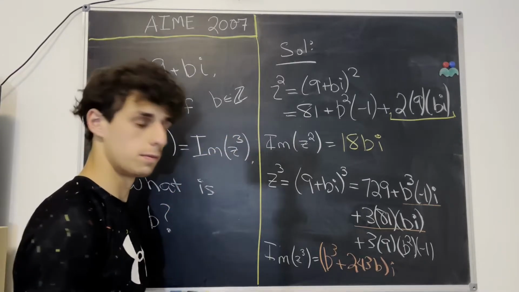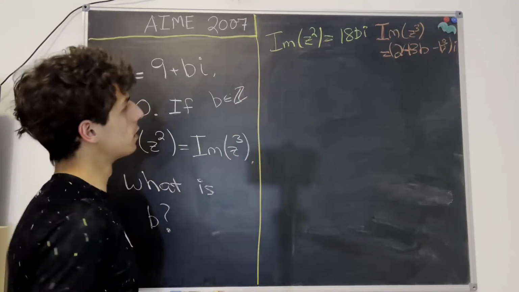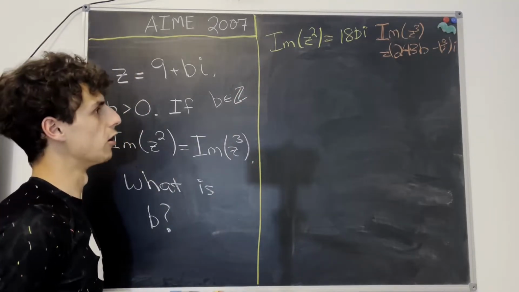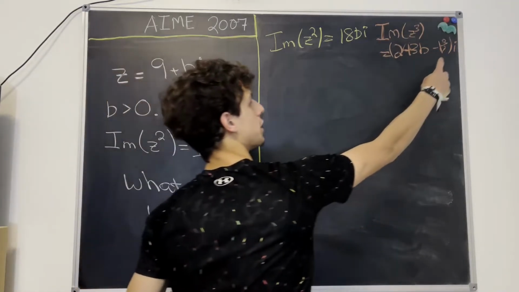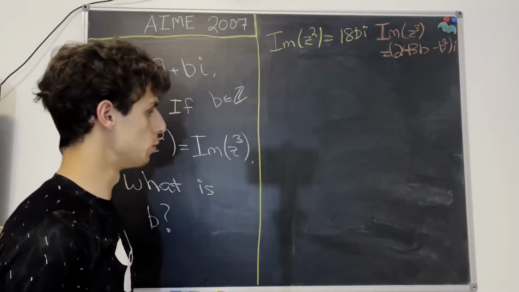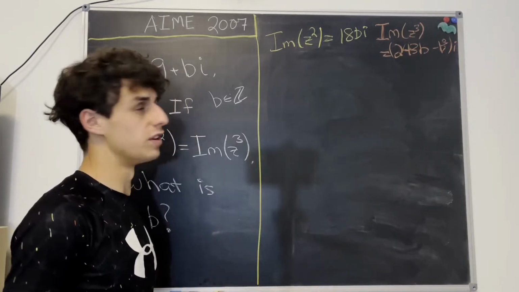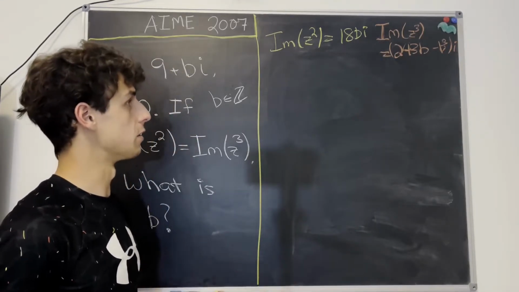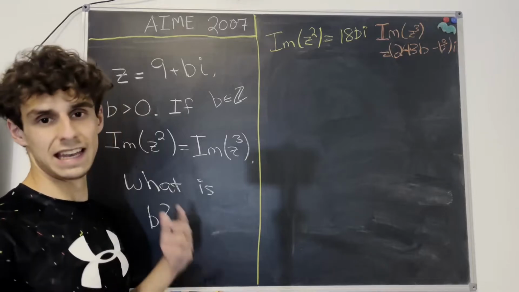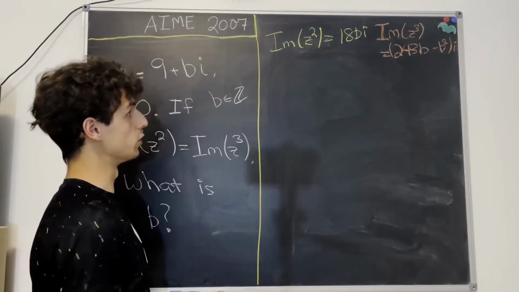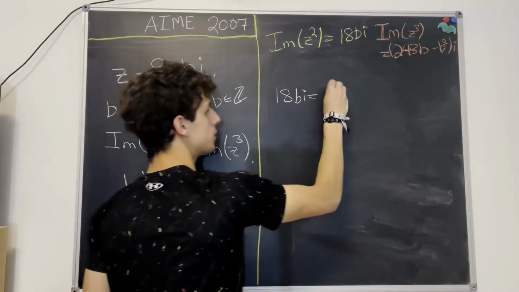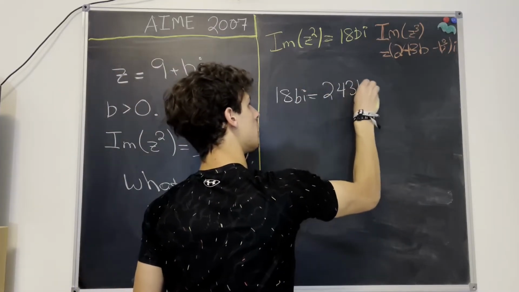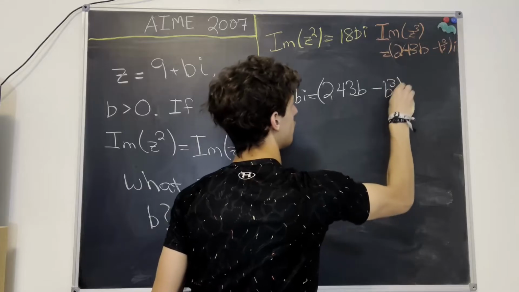So on the next board, what we'll do is compare the imaginary parts from z squared and z cubed. In the last board, we found the imaginary parts of z cubed and z squared. And I went ahead and corrected a mistake I think I made on the last board of not attaching this negative to this b cubed in the final writing of the imaginary part of z cubed down here at the bottom. But I fixed that here. And now to finish this problem off, we need to set them equal to each other. So I'll have 18bi equals 243b minus b cubed all times i.